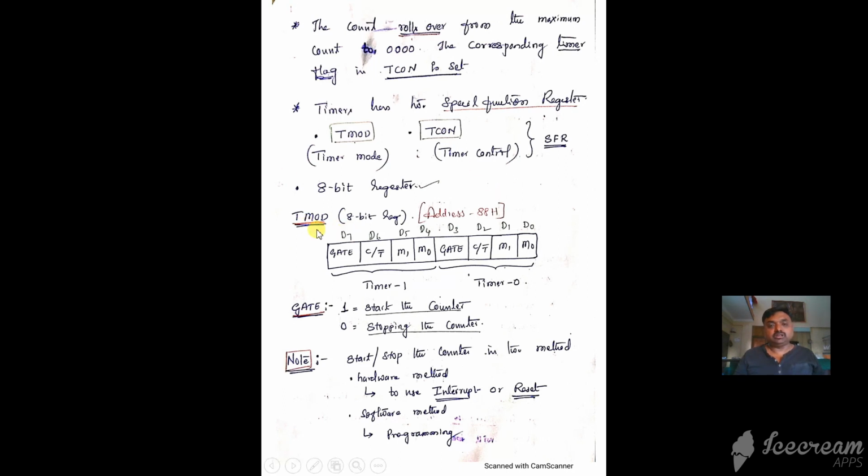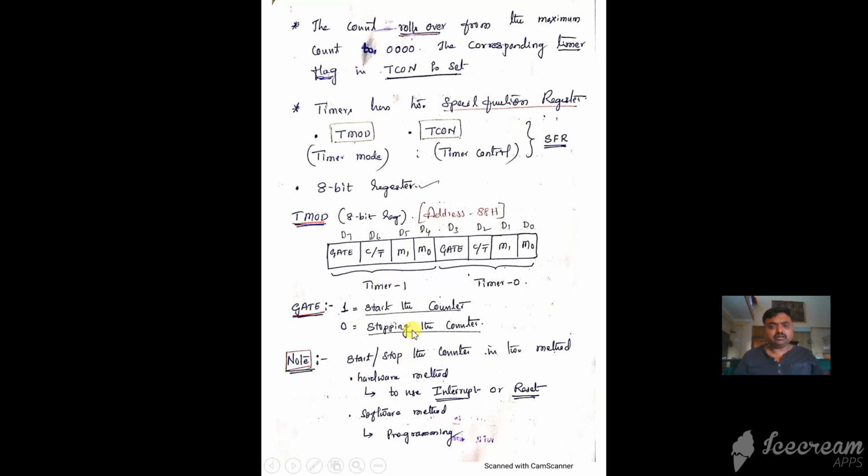We're going to discuss the TMOD bits, how we can configure the modes of operation. As it is 8-bit, D0 to D7, we have M0 and M1, which are the mode operation bits, and it also has C bar T bar, which selects counter or timer, and the gate operation. This is for timer 0, and similarly for timer 1. Gate represents: when it is 1, start the counter; when it is 0, stop the counter.